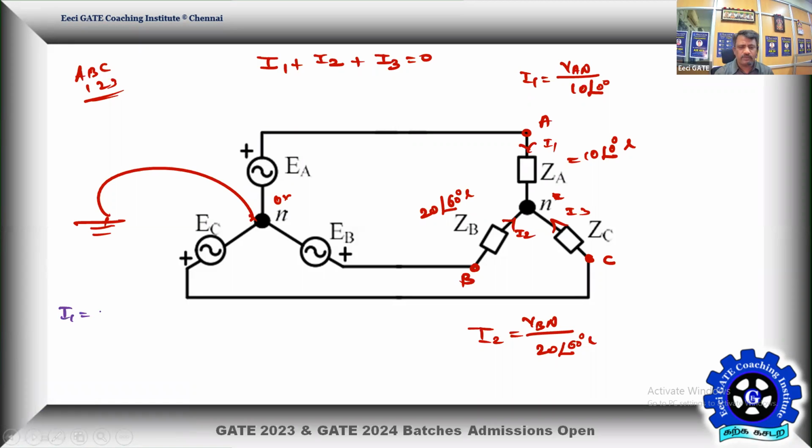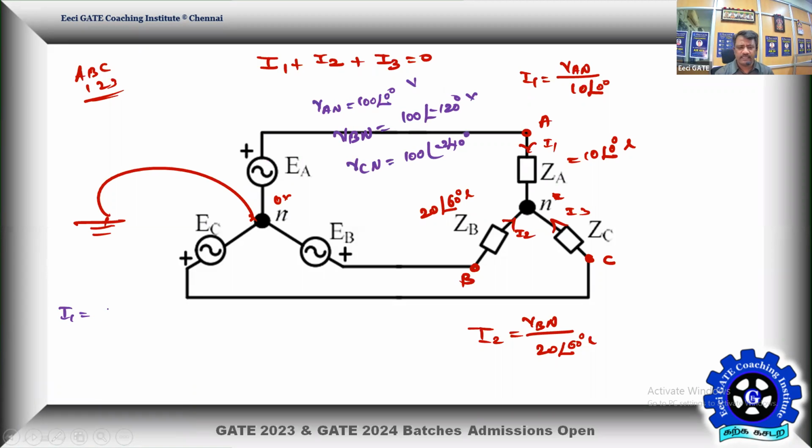I1 is equal to VAN. So for the ABC sequence, you know the phase voltages: VAN is equal to 100 at an angle 0, VBN is equal to 100 at an angle minus 120, all in volts, remember. And VCN is equal to 100 at an angle minus 240. Even you can say plus 120, no problem.